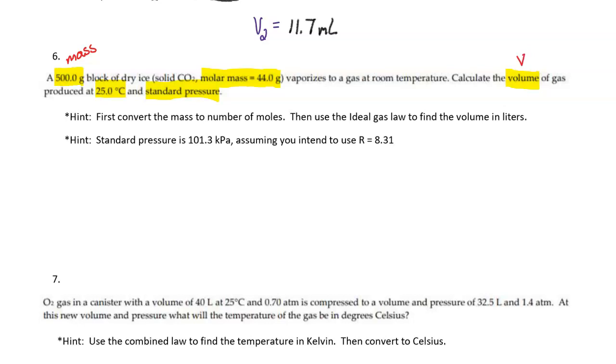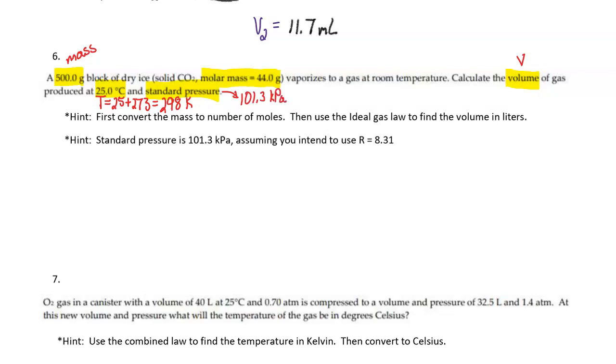25.0 degrees Celsius, that is a temperature, but we need that temperature to be in Kelvin, so you add 273, and that makes 298 Kelvin. Finally, it gave us the words standard pressure. Standard pressure is an actual number. In the hint, we see that the standard pressure is 101.3 kilopascals.